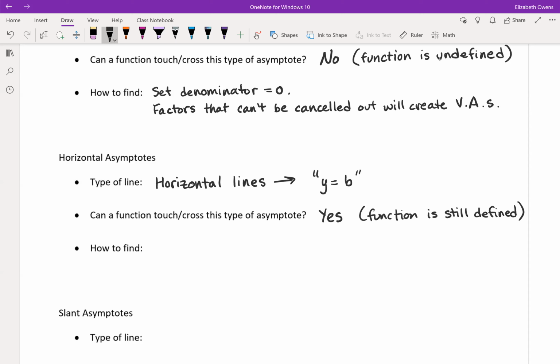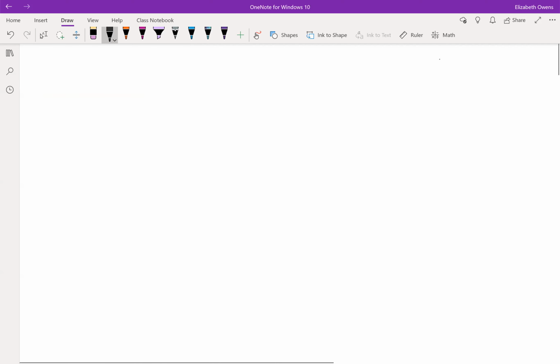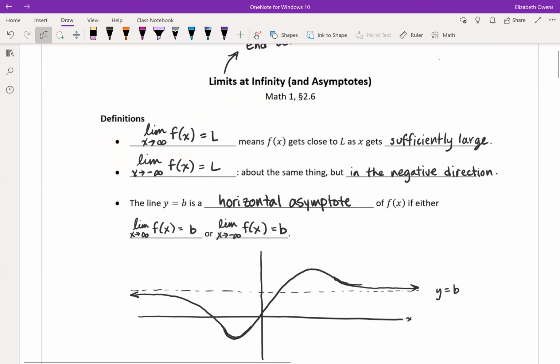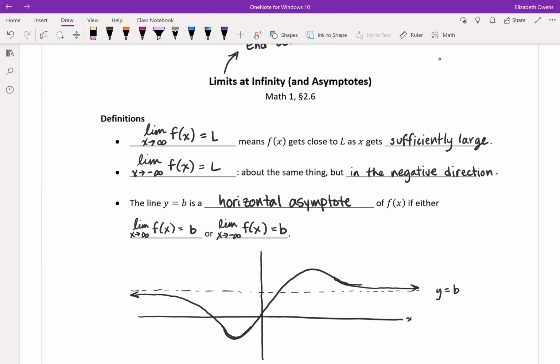Okay, how to find this type of asymptote? Well, let's remember our definition way back from the start of section 2.6. Here we go. All right, this guy that we looked at way back in the very first video. The line y equals b is a horizontal asymptote of f of x if either the limit as x approaches infinity of f of x equals b, or the limit as x approaches negative infinity of f of x equals b. So these were the end behavior type of asymptote here.